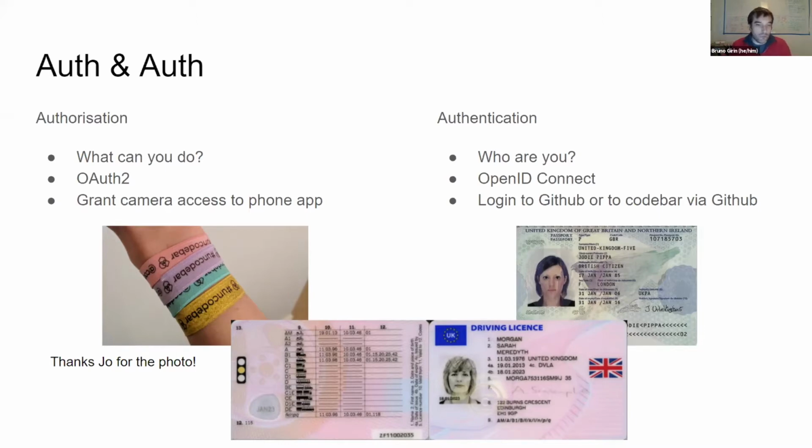And you've got some documents in the real world that combine both pieces of information. So your driving license, for instance, specifies who you are on one side and what vehicles you're allowed to drive on the other side. So, design, making that work on the web.